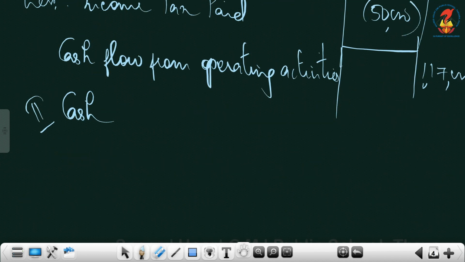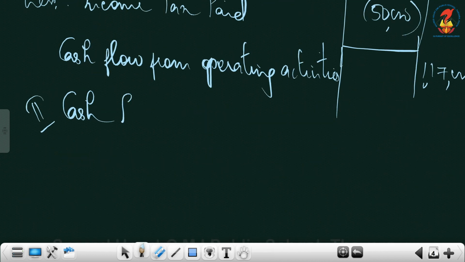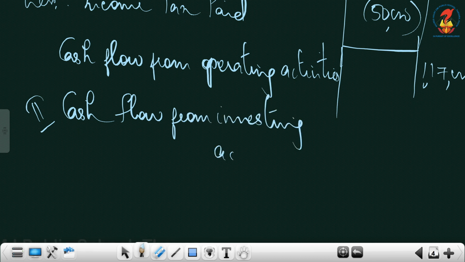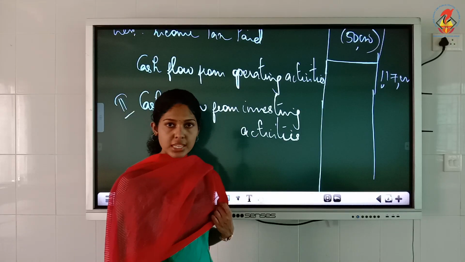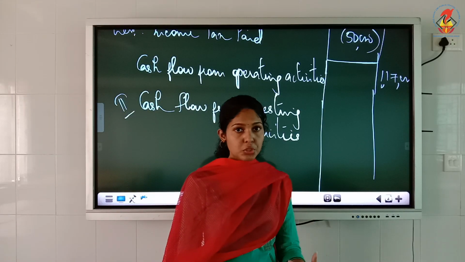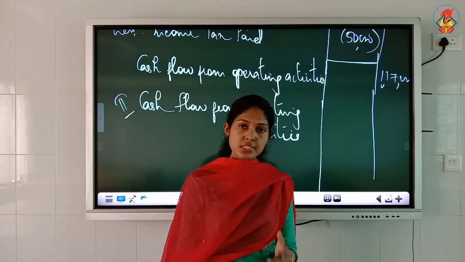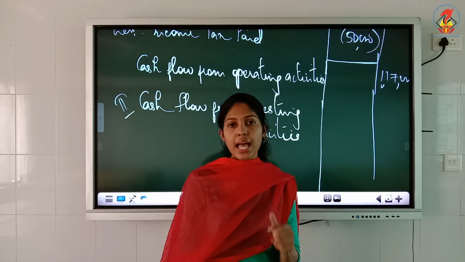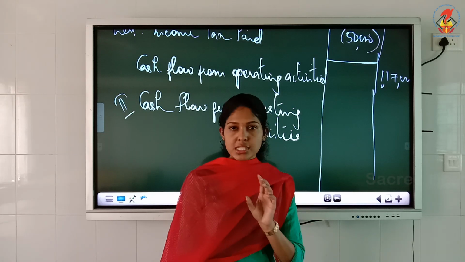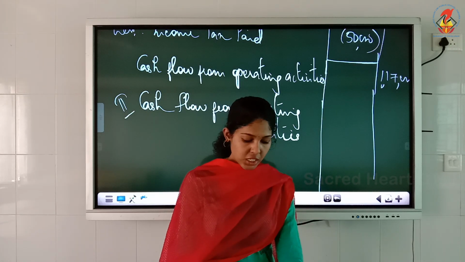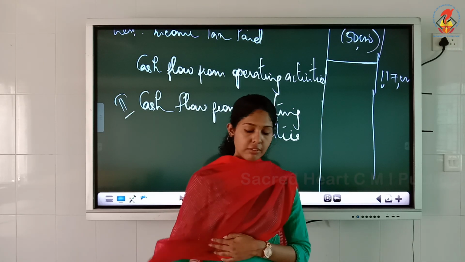Now we can continue. The second section is cash flow from investing activities. So what is investing activity? Activities that result in or are related to purchase and sale of fixed assets and non-current investments. So which section will we refer to now? The balance sheet fixed asset section you have to refer, and there is a building in the fixed asset section.